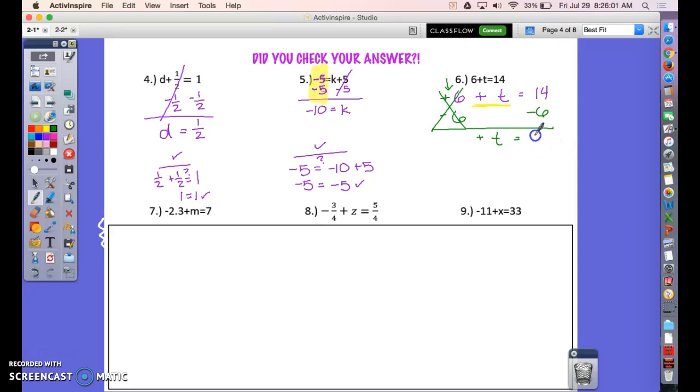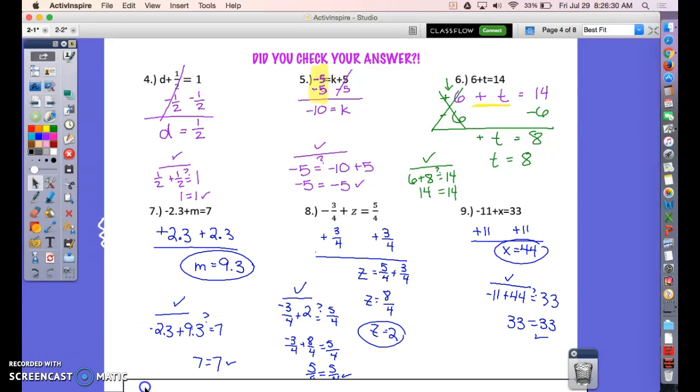And 14 minus 6 is 8. Now we can see that really this is isolated, right? We don't need that plus sign anymore, so we just have t equals 8, and we can do our check step. 6 plus 8, does that equal 14? Yes, it does. Please make sure you're checking it. So pause the video, try 7, 8, and 9 on your own, and then press play to go over them.